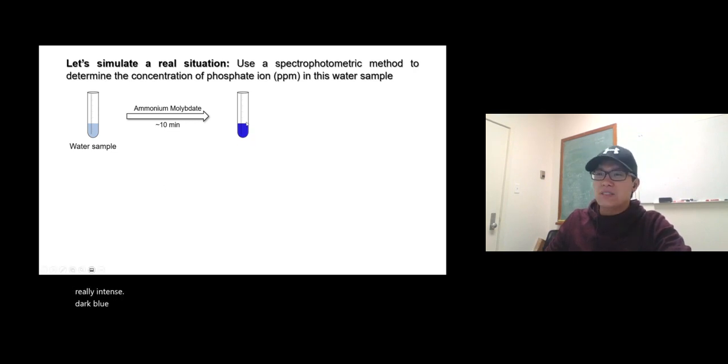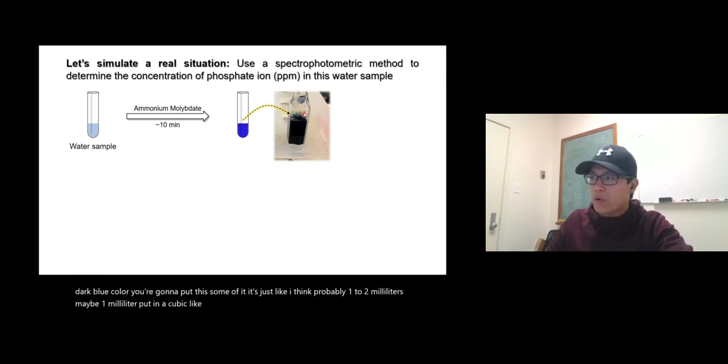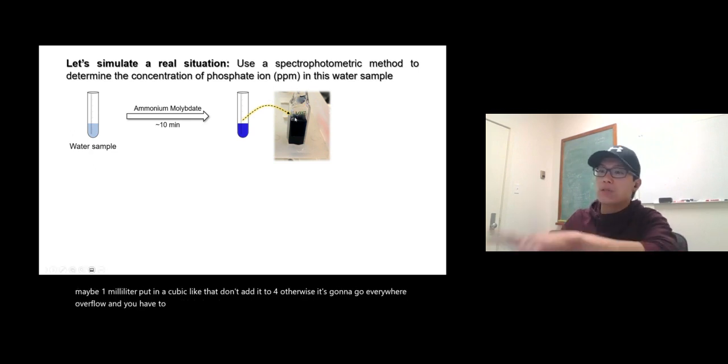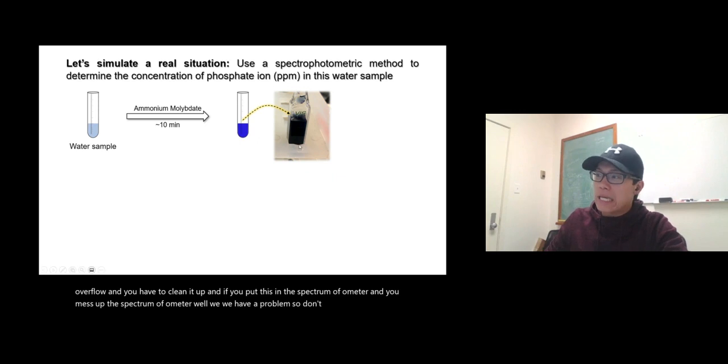You're going to put some of it, probably 1 to 2 milliliters, maybe 1 milliliter, in a cuvette like that. Don't add it too full, otherwise it's going to overflow everywhere and you have to clean it up. If you put this in the spectrophotometer and mess it up, we will have a problem. So don't add it too full. All you need is to add it high enough that the light path goes through it. That's all you need.